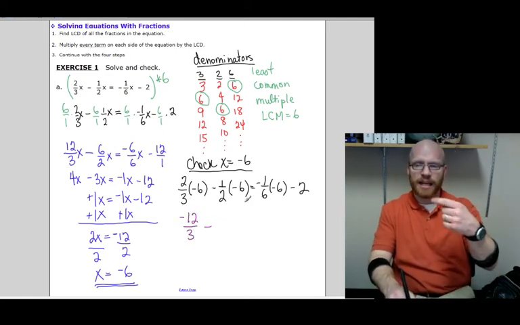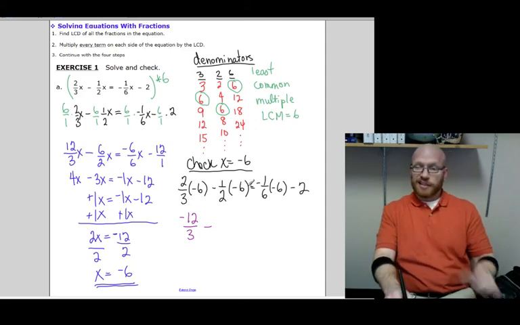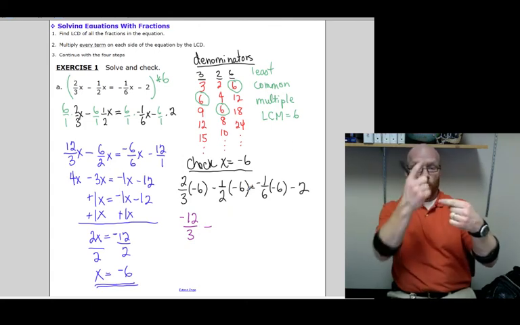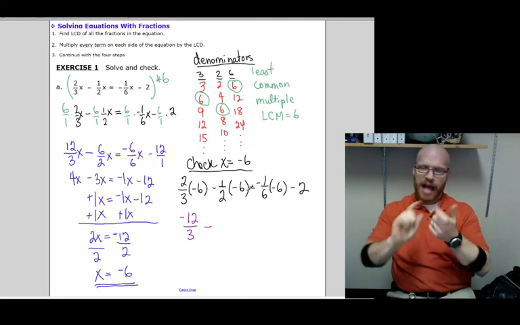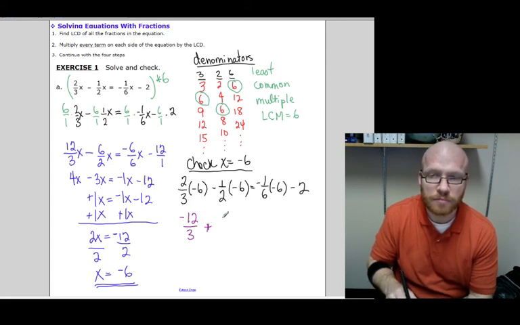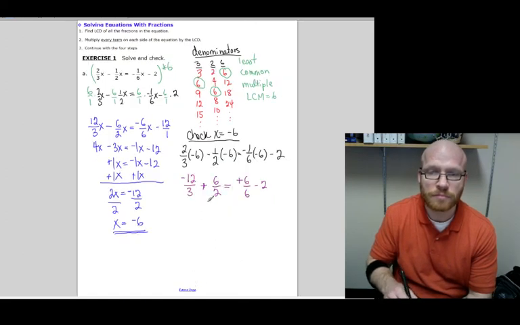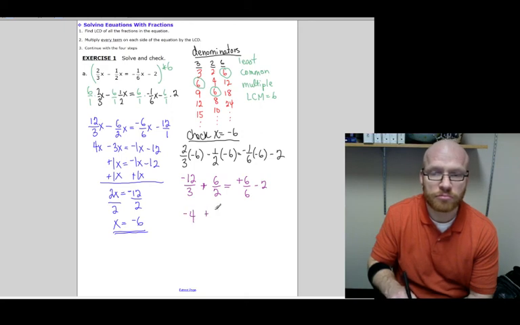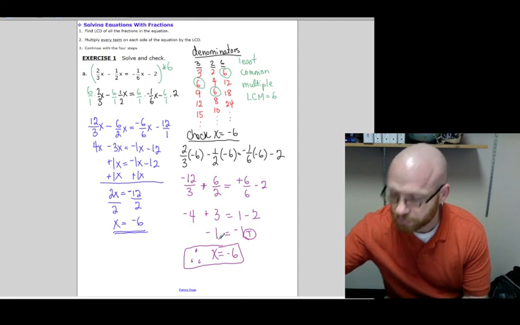-12/3 minus... two negatives relate to a positive. So we have -1/2 times -6. I'm going to change it to plus 6/2.